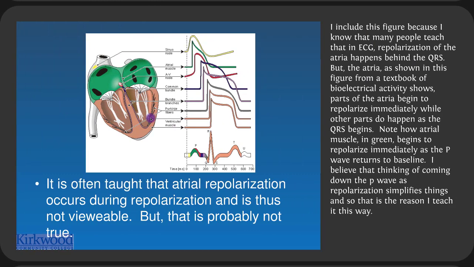Again, I always have some students that have been taught an EKG, and typically it's taught that repolarization of the atria happens behind the QRS, and so it's lost. I include this figure because of that, and it shows that the atria is beginning to depolarize here and repolarize, shown in green, and it definitely occurs in part of the P wave as well. I think it's a little bit more accurate to describe it this way, and it certainly makes a little bit more sense the way I describe it. It doesn't really matter. What I'm going to do is say that depolarization takes us up the P wave and repolarization takes us down the P wave.